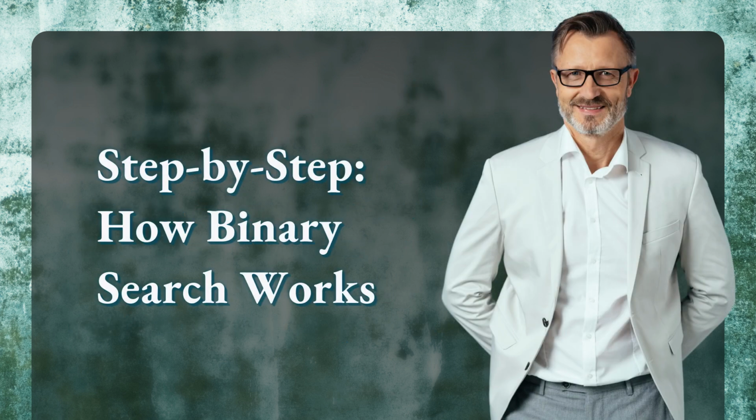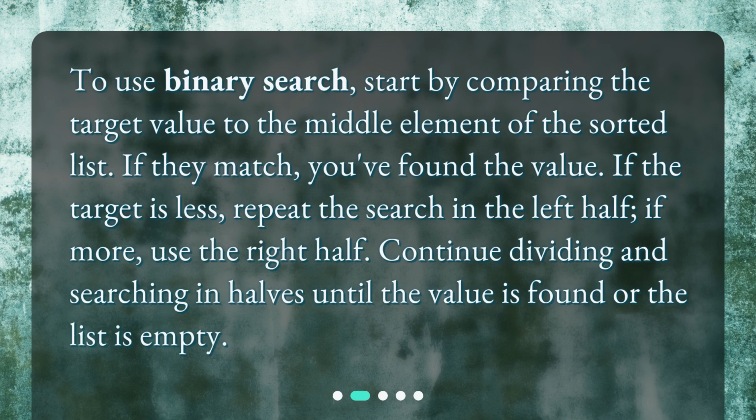Step by step, how binary search works. To use binary search, start by comparing the target value to the middle element of the sorted list. If they match, you've found the value. If the target is less, repeat the search in the left half. If more, use the right half. Continue dividing and searching in halves until the value is found or the list is empty.